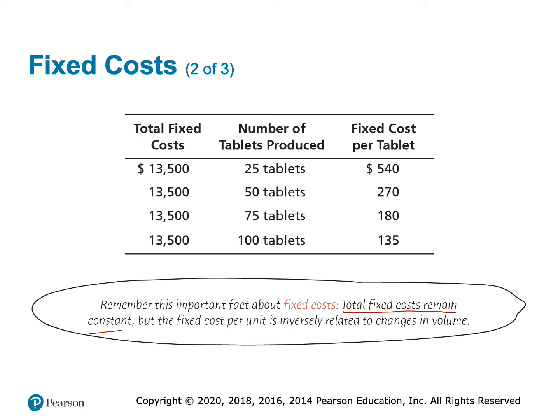So here we can see that if we made 25 tablets, our total fixed cost was $13,500, but the cost per unit was $540. If we make 100 tablets, the cost per unit is $135. So there's an inverse relationship. As activity increases, the cost per unit goes down, but the total stays the same.